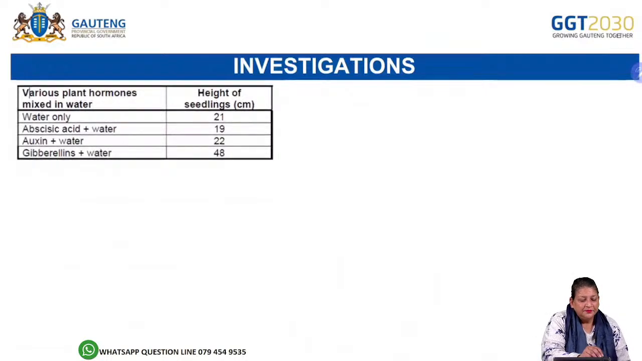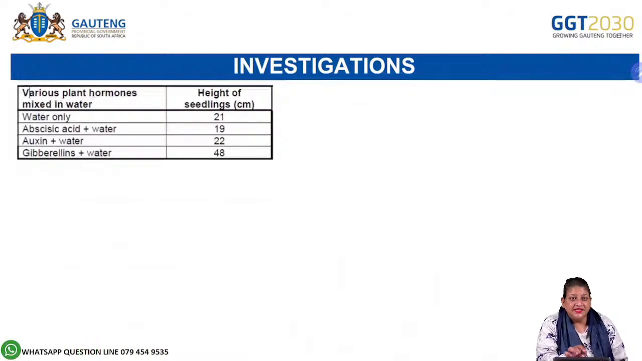Before you look at the question, you're saying, here's a table. And it's various plant hormones mixed in water. Now already you know, auxins, abscisic acid, gibberellins, that's my hormones. And they're mixed in water. So let's see, there's something with just water. Then there's abscisic acid and water. Then there's auxins and water. And gibberellins and water. So which 3 plant hormones are here? Abscisic acid, auxins, and gibberellins.